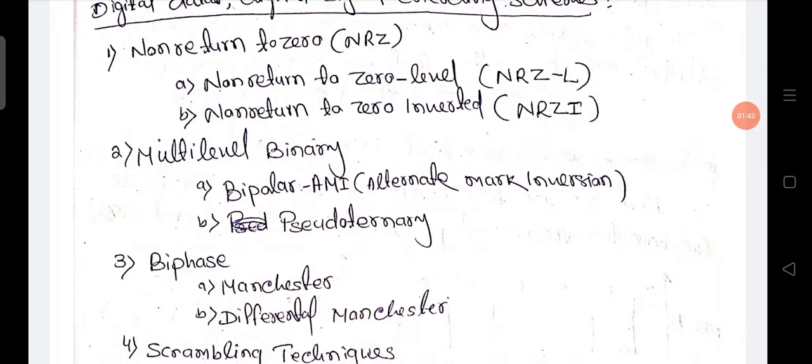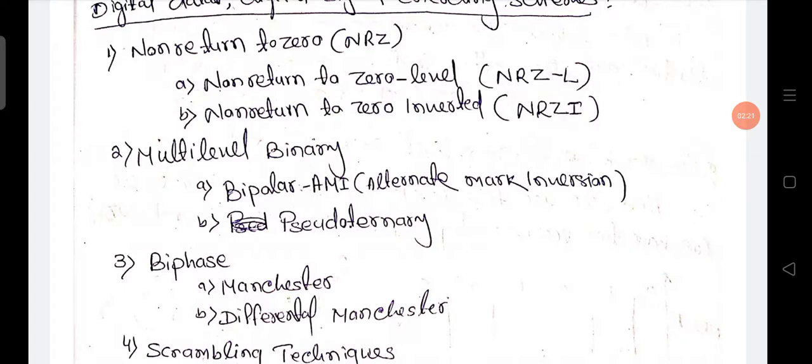One is non return to zero, NRZ, and this non return to zero is of two types: non return to zero level and non return to zero inverted. Okay. And second one is multi-level binary, and this multi-level binary technique is of two types: bipolar AMI, that is alternate mark inversion, and second type is pseudo ternary. Okay.